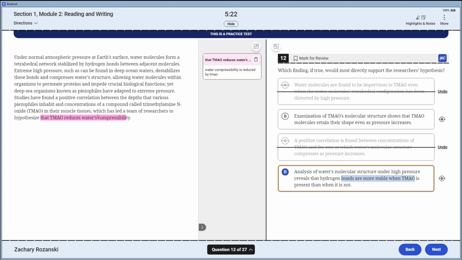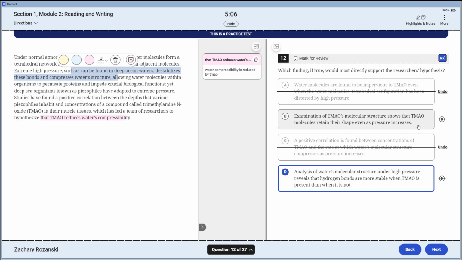I want to say that TMAO has an effect on water. Now, I do recognize that water is held by hydrogen bonds, but I don't want to rely on my own science here, so I'm going to check the text. I'll start at the start. Under normal pressures, water molecules form this structure stabilized by hydrogen bonds. With high pressure, destabilization occurs.